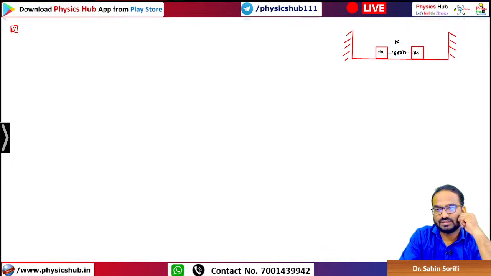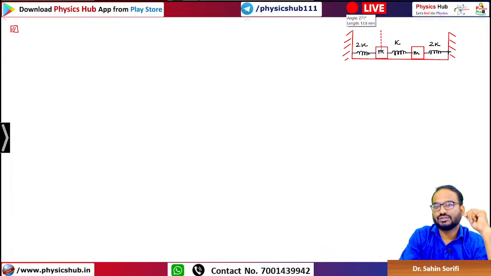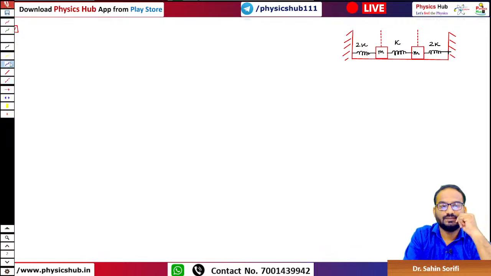These two masses are connected via a spring like this, which has a spring constant, let's say k, and this mass is attached to this rigid wall by some other spring with spring constant 2k. Here there is another spring, and it also has spring constant 2k. Now let us say this is the mean position of these masses, meaning about this position the masses will oscillate.